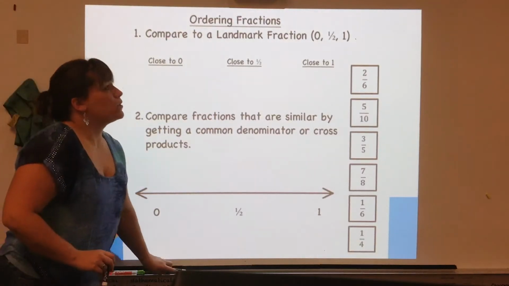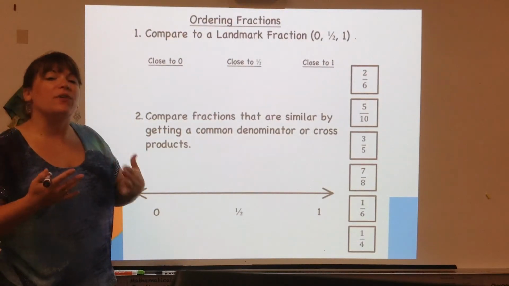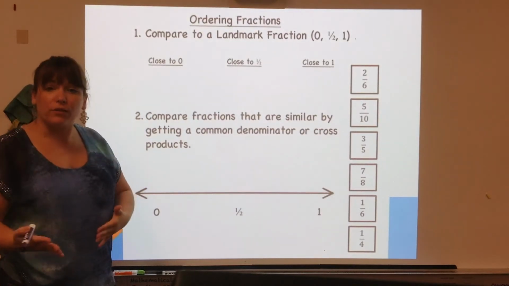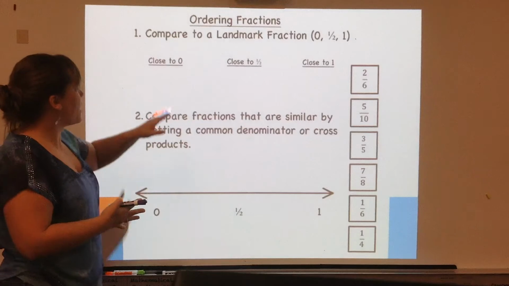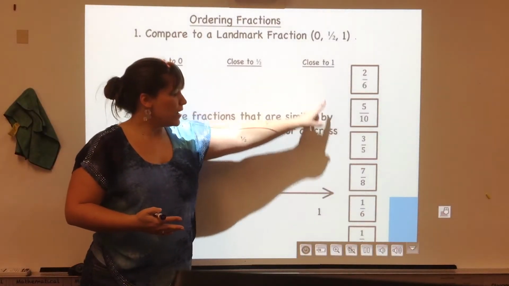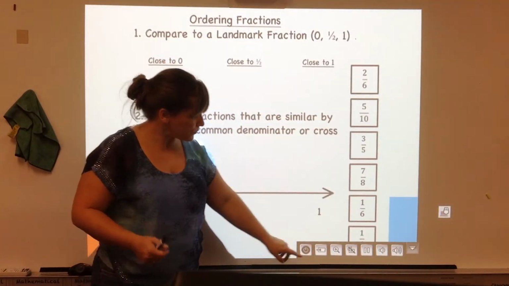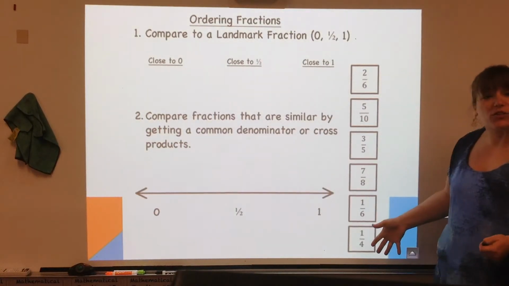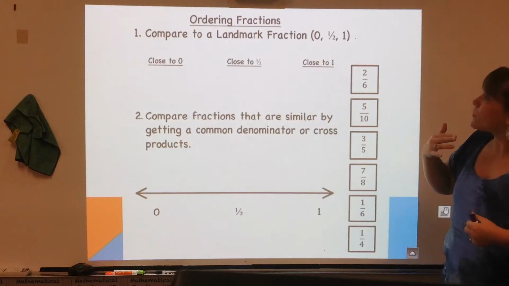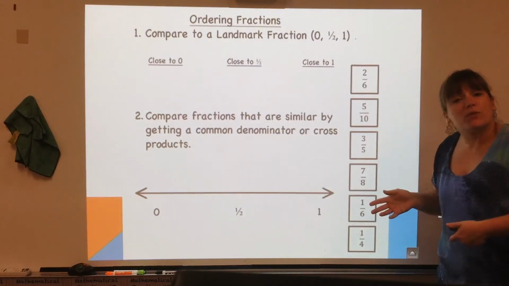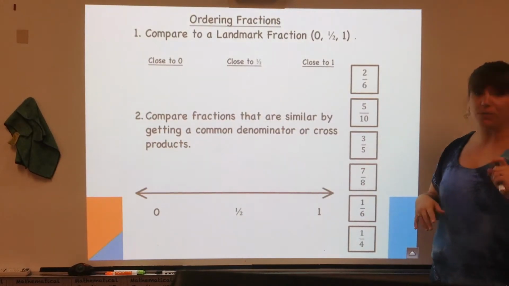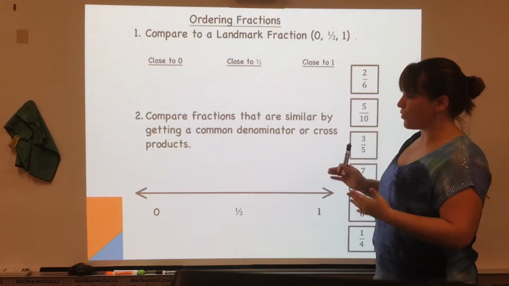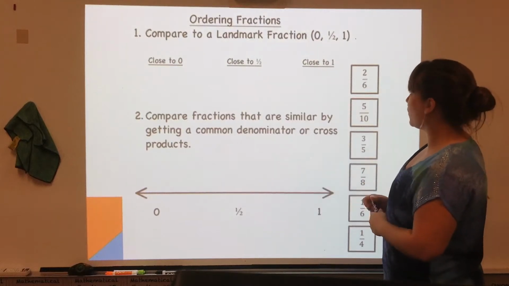A good strategy is to think about fractions with respect to whether they are close to 0, close to 1, or close to half. I have those categories here, and I have about 6 fractions over here that we're going to order from least to greatest. Sometimes directions say greatest to least, so be a careful reader so you know which way to order them. Today we're going to go from least to greatest for this example.